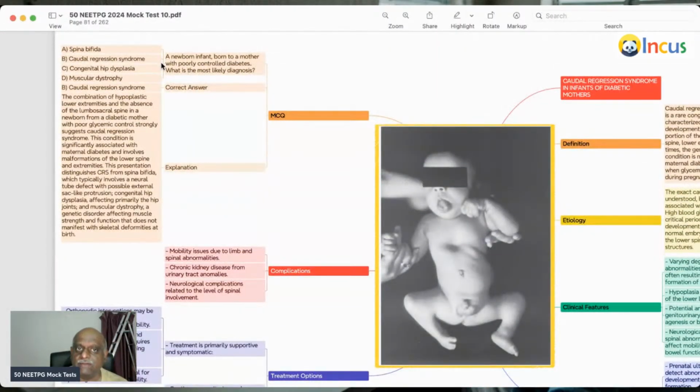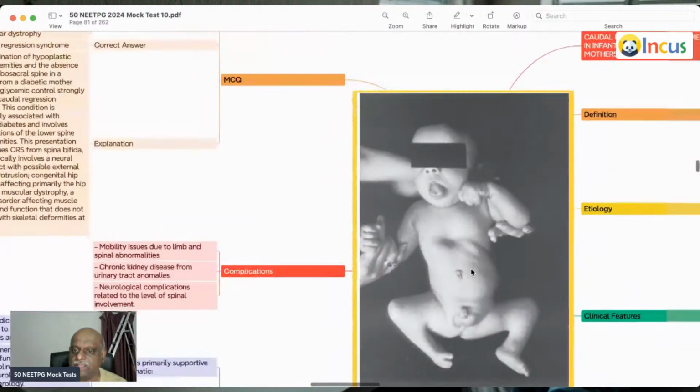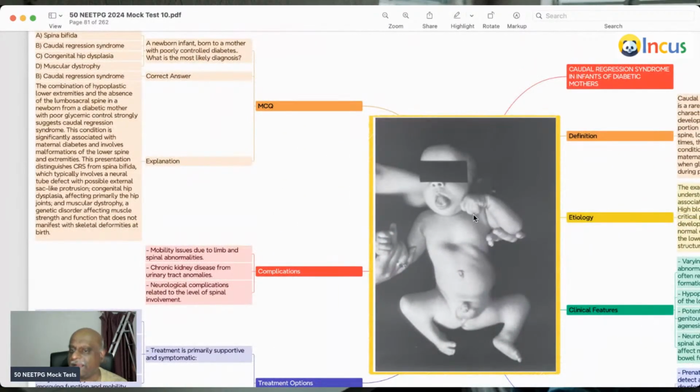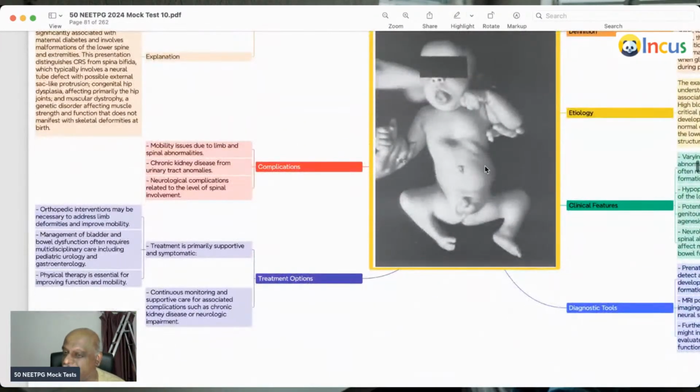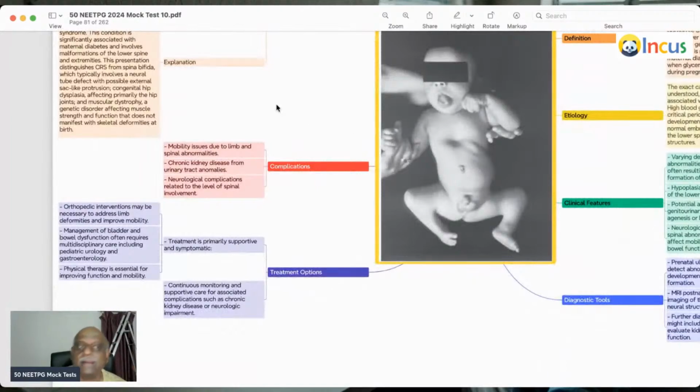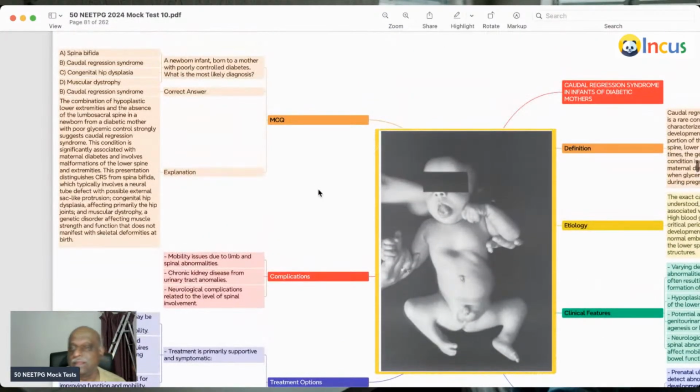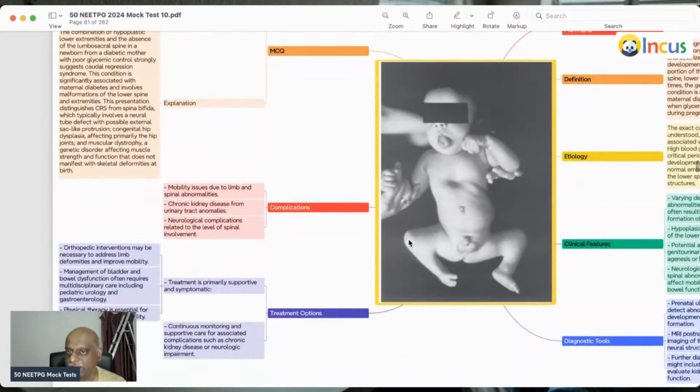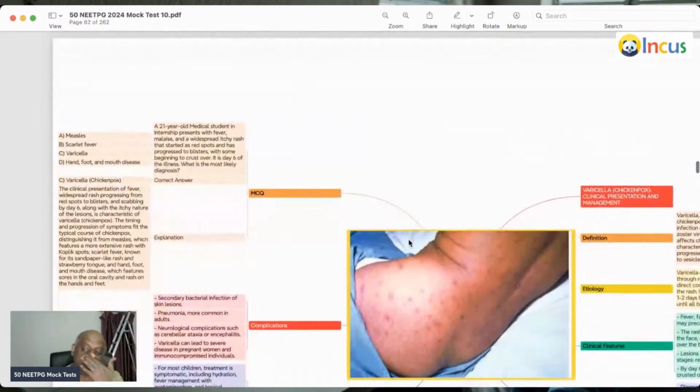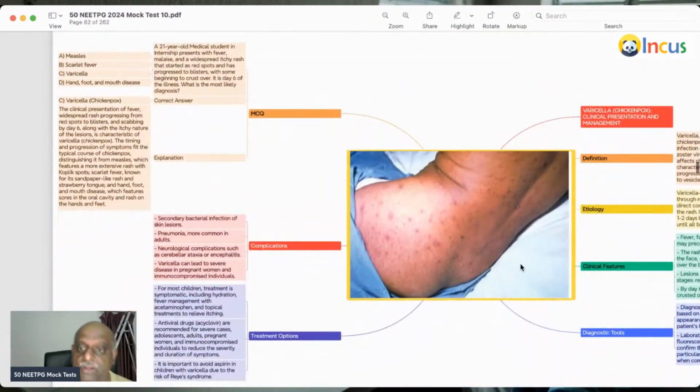A newborn infant is born to a mother who has poorly controlled diabetes. Diabetes में क्या होता है बच्चों? Caudal regression syndrome is a very classical appearance in diabetic pregnancy.